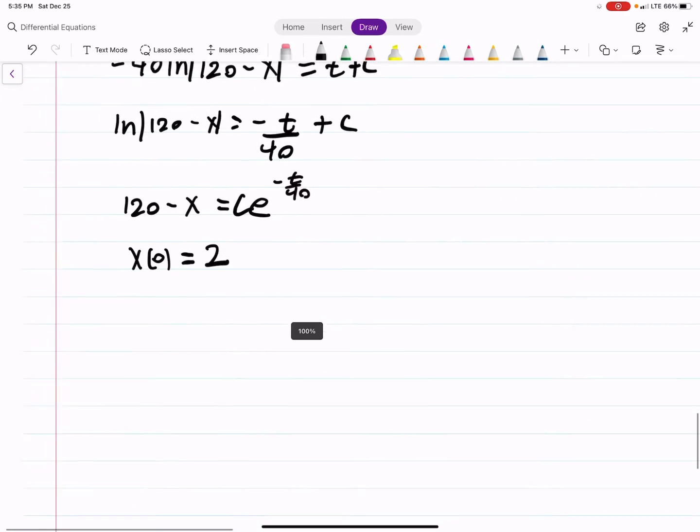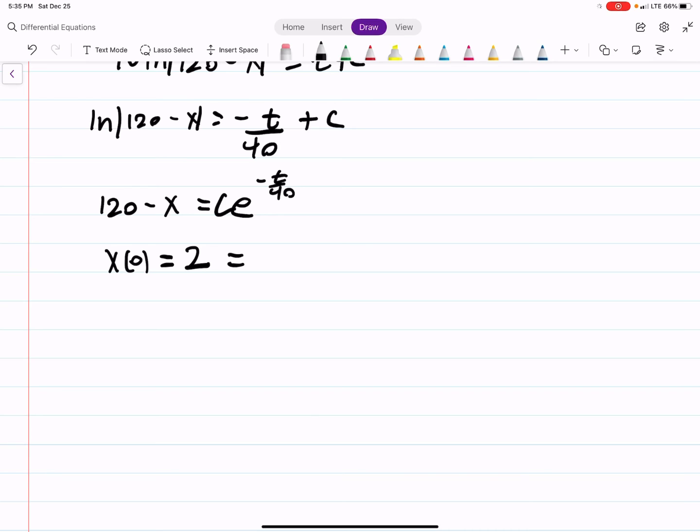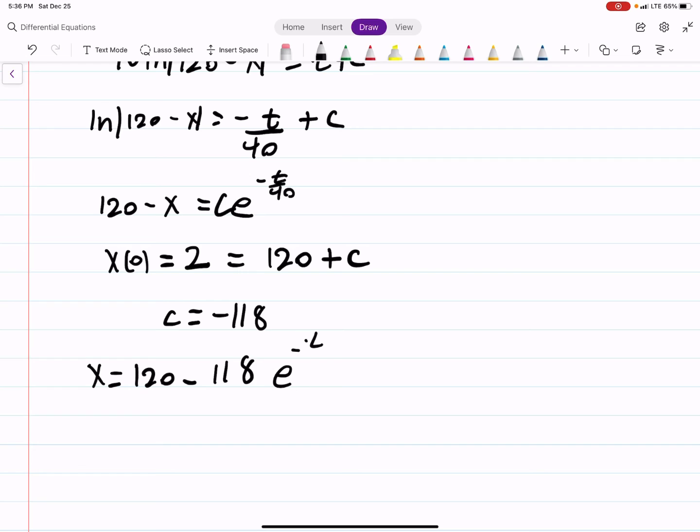So that's at time equals 0. So that tells you that you have just 2 for that value. So 120 plus some constant c, we'll call it. That tells you c is equal to minus 118. Because if you plug in 0 for t, you're just going to have c, right? So then x equals 120 plus c, whatever that constant might be. So that's minus 118. Then x is, of course, 120 minus, just plugging in our constant, e to the minus t over 40.